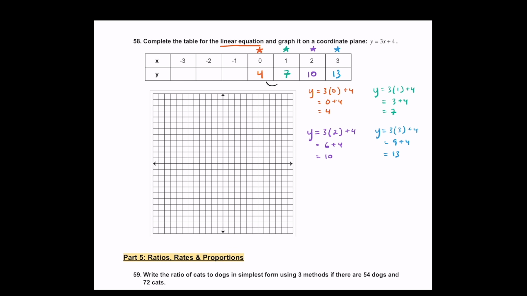Just notice the pattern here, because linear equations always do this. It's going to be adding 3, adding 3, adding 3, adding 3. And that is a common attribute of linear equations you want to know. So what number would add 3 to get you this number? That would have to be a 1.